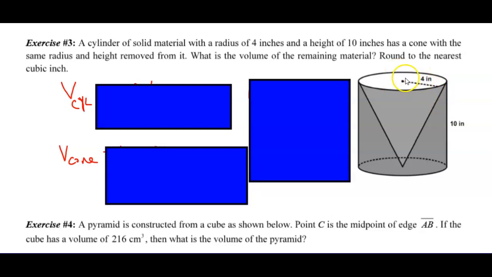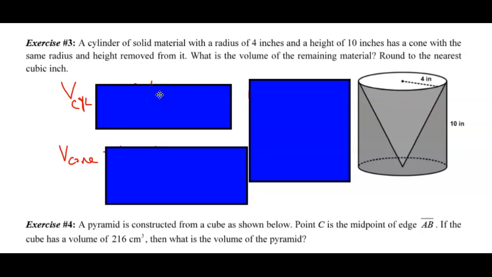So I've got a radius 4, which helps me to get the area of this circle. And I've got a height of 10, which is going to be the height of the cylinder as well as the height of the cone. So we want to know the volume of the remaining material. So that would be the part of the cylinder that the cone doesn't fill.